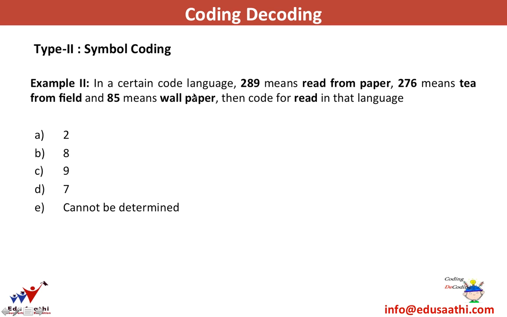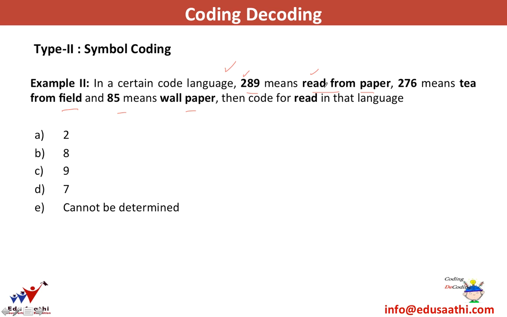In a certain code language, 289 means read from paper. Now remember, I was about to give you a question in the previous slide. This is that question. 276 means T from field and 85 means wallpaper. Now here I cannot say that 2 is for read.